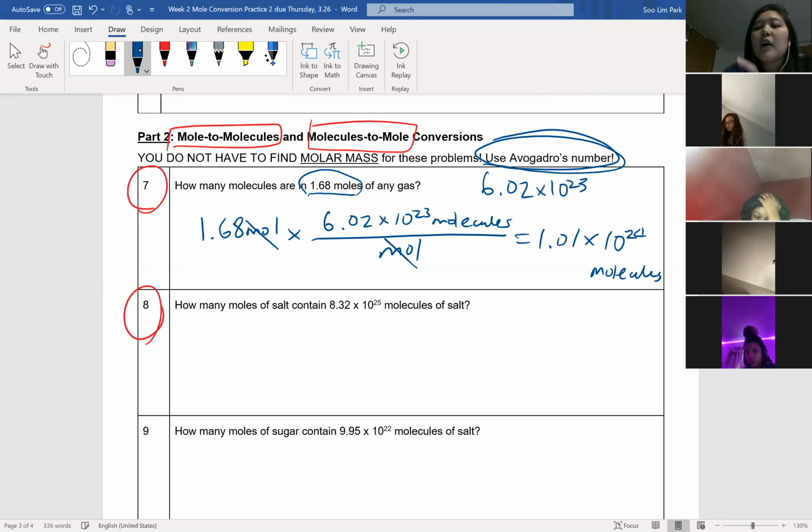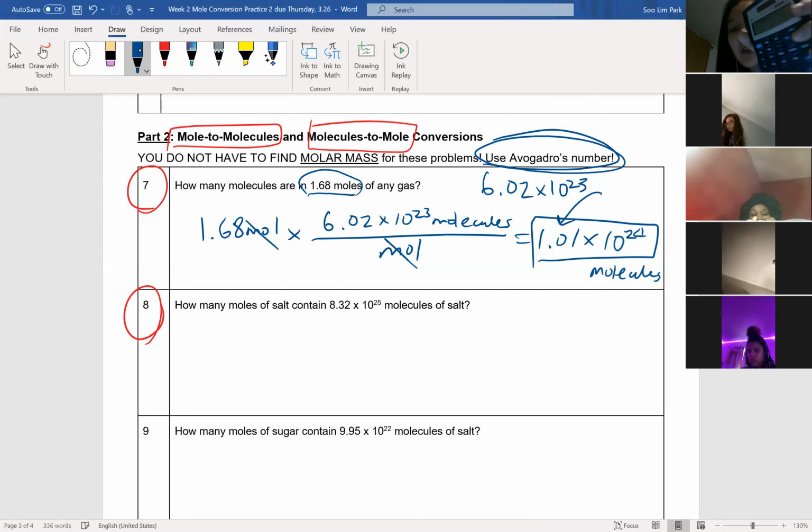All right, so here's the problem that I'm seeing in your work: sometimes you guys forget to write the full number, right? Sometimes you guys write 1.01 and forget to include times 10 to the 24. All right, so make sure you write the full number that you see on your calculator.